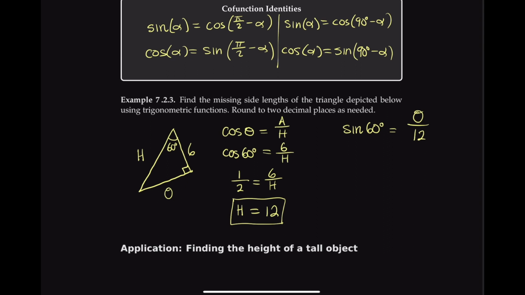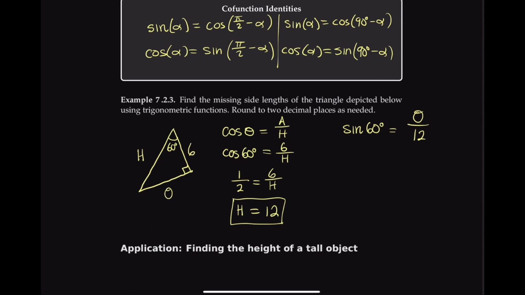Now, before I go on, notice that I could also use another function here because I also know the adjacent side. So instead of using sine, I could use the tangent, right? Because I could use the adjacent and the opposite. So I could use the tangent here as well. Okay, so I'm going to use the sine though.